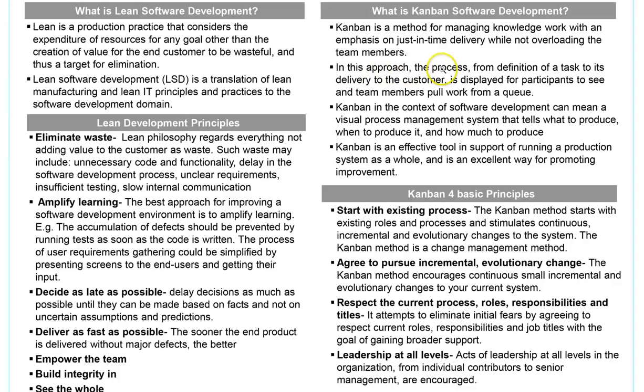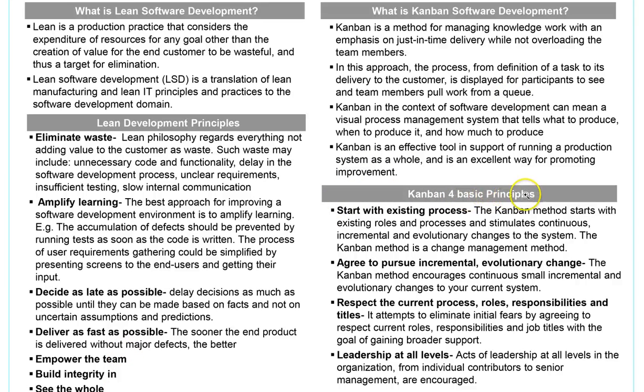So in this approach, the process from definition of the task to its delivery to the customer is displayed for participants to see, and team members pull work from the queue. So Kanban, in the context of software development, can mean a visual process management system that tells what to produce, when to produce, and how to produce. Kanban is an effective tool in support of running a production system as a whole, and is an excellent way for promoting improvement. Now again, even Kanban is working towards seeing the project as a whole and not in pieces.